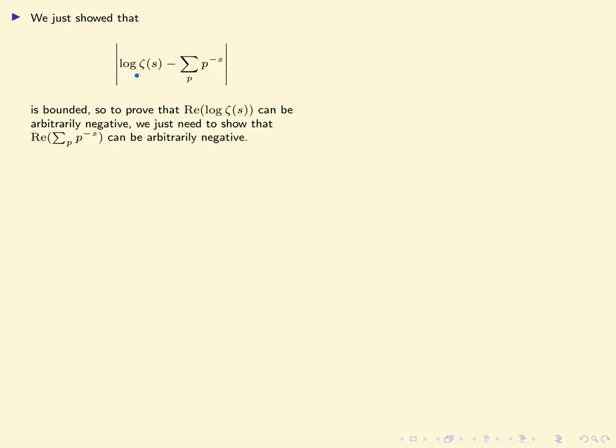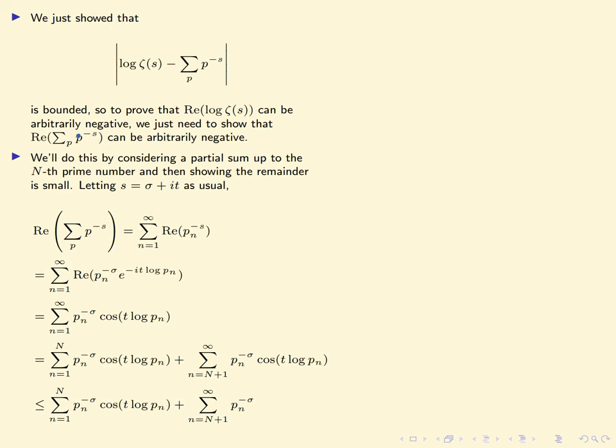Okay, so what we just showed is that log of zeta of s minus this thing is bounded. So to prove that the real part of log of zeta can be arbitrarily negative, we just have to show that the real part of this thing can be arbitrarily negative, because the difference of these two sums is quite small. So we'll do this by considering a partial sum up to the nth prime number and then showing that the remainder is small. So we're going to let s equal sigma plus it as usual.